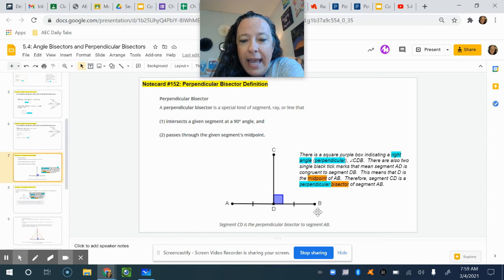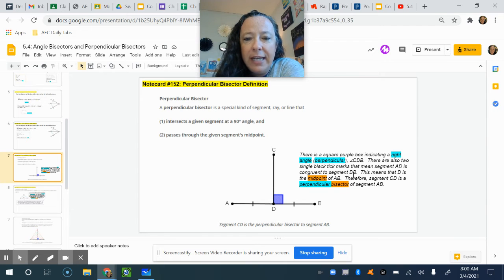We've got a segment AB. Its midpoint is D. How do I know that? It's marked. I see these tick marks, okay? And this purple box tells me it's perpendicular. So CD is the perpendicular bisector.